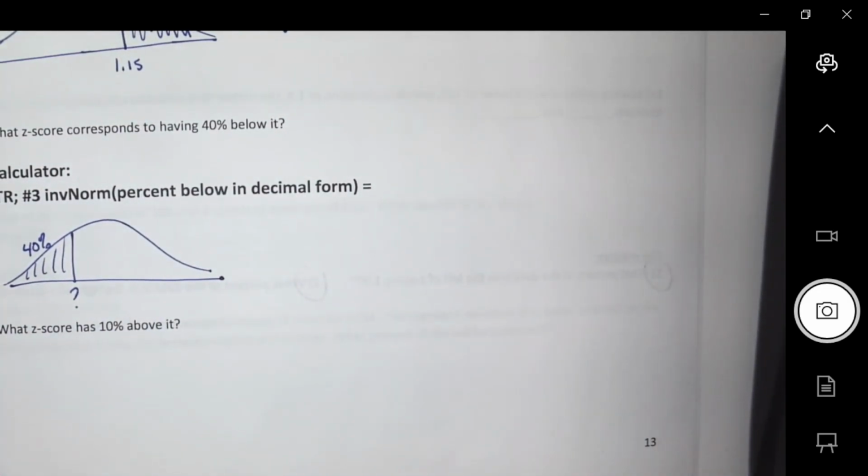Does this drawing make sense to you? 40% is below. I already know my z-score will be positive or negative? Negative, because you're going to for sure be under halfway, right? 40% or below you.